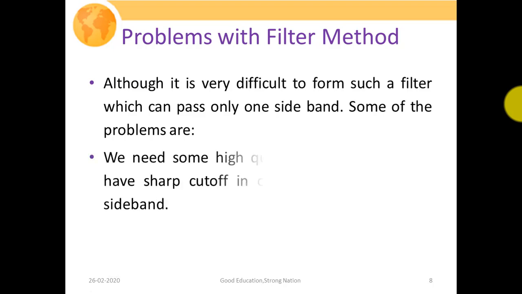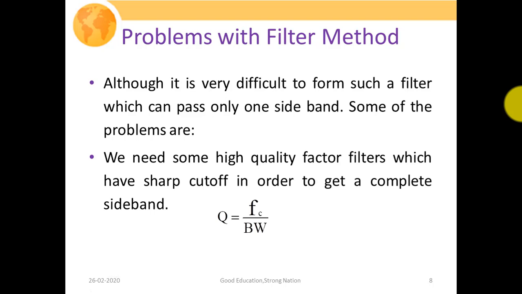So some of the problems are, obviously, we need some high quality factor filters which have very sharp cutoff in order to get the complete sideband. Quality factor is defined as the ratio of FC over bandwidth, where FC is the carrier frequency, or critical frequency, or cutoff frequency. You can name it. Since quality factor is the ratio of FC to the bandwidth, we can conclude that if bandwidth is lower, then the ratio of FC over bandwidth will be higher. It means we're going to have a high quality factor.